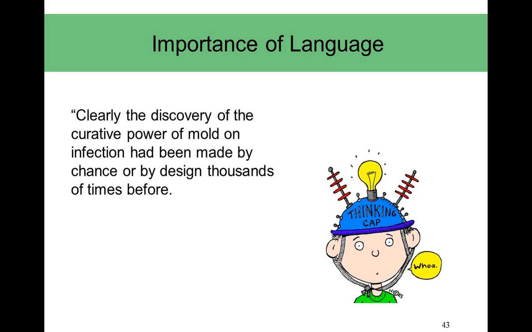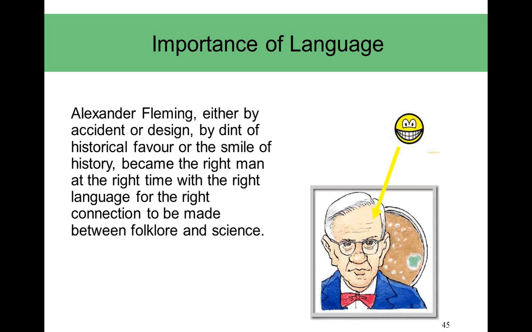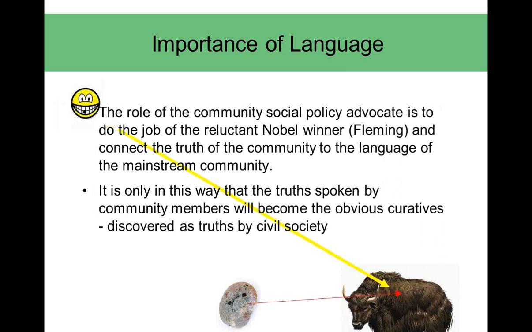So clearly the discovery of the curative power of the mold on infection had been made many times before. The unfortunate lost connection is the connection between many chance discoveries of the fact of the cure and mainstream realization that the cure could be scientifically discovered and articulated, so it needed to be rediscovered. It wasn't discovered for the first time. It was put in language and rediscovered and articulated. So Fleming, by accident or design, by dint of his historical favor, the smile of history, became the right man at the right time with the right language for the right connection to be made between folklore and science, and that is very much his contribution.